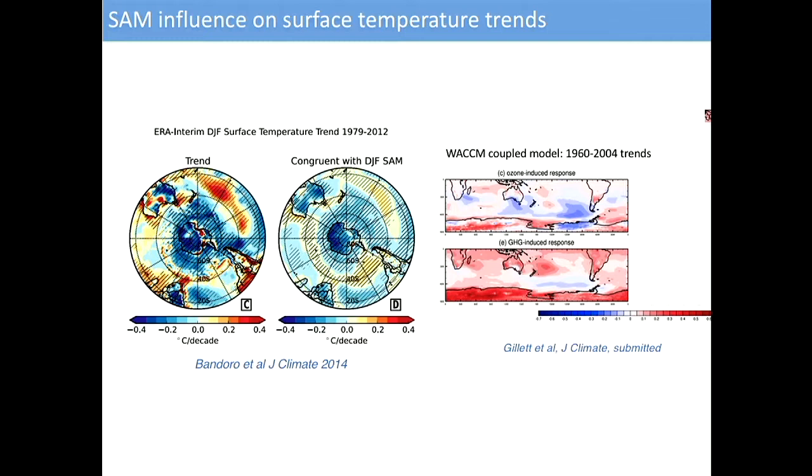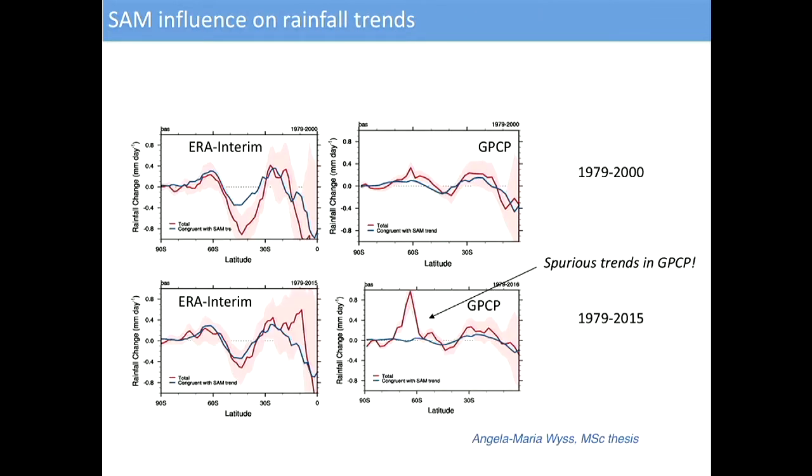And another student who's at Monash, who just submitted her master's thesis, was looking at rainfall trends and how much they can be explained by the SAM. The red line is the rainfall trends from different data sets, ERA-Interim reanalysis and the GPCP, if you just look at the top line. And the blue line is how much of those rainfall trends are due to the SAM. So you can see this poleward shift is congruent with the SAM trend in both these data sets, with some degree of difference between them.